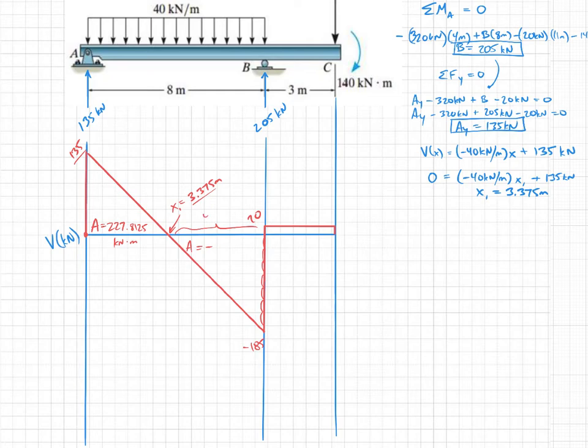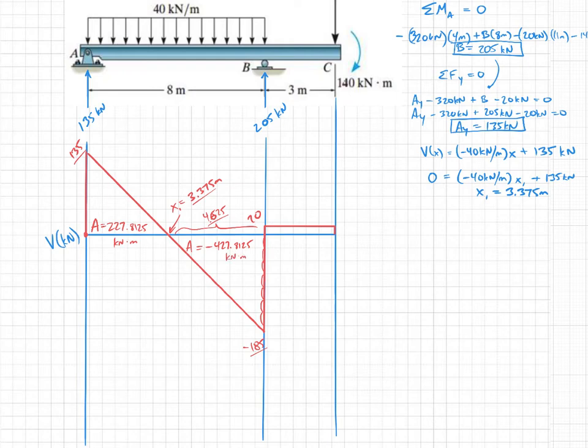So that's going to be what, 4.525, I think? That looks right, 4.525. Sorry, 4.625. Okay, so we'll take the base of this triangle times the height, and we'll divide by 2. And we're going to get a negative 427.8125. Okay, kilonewtons times meters.